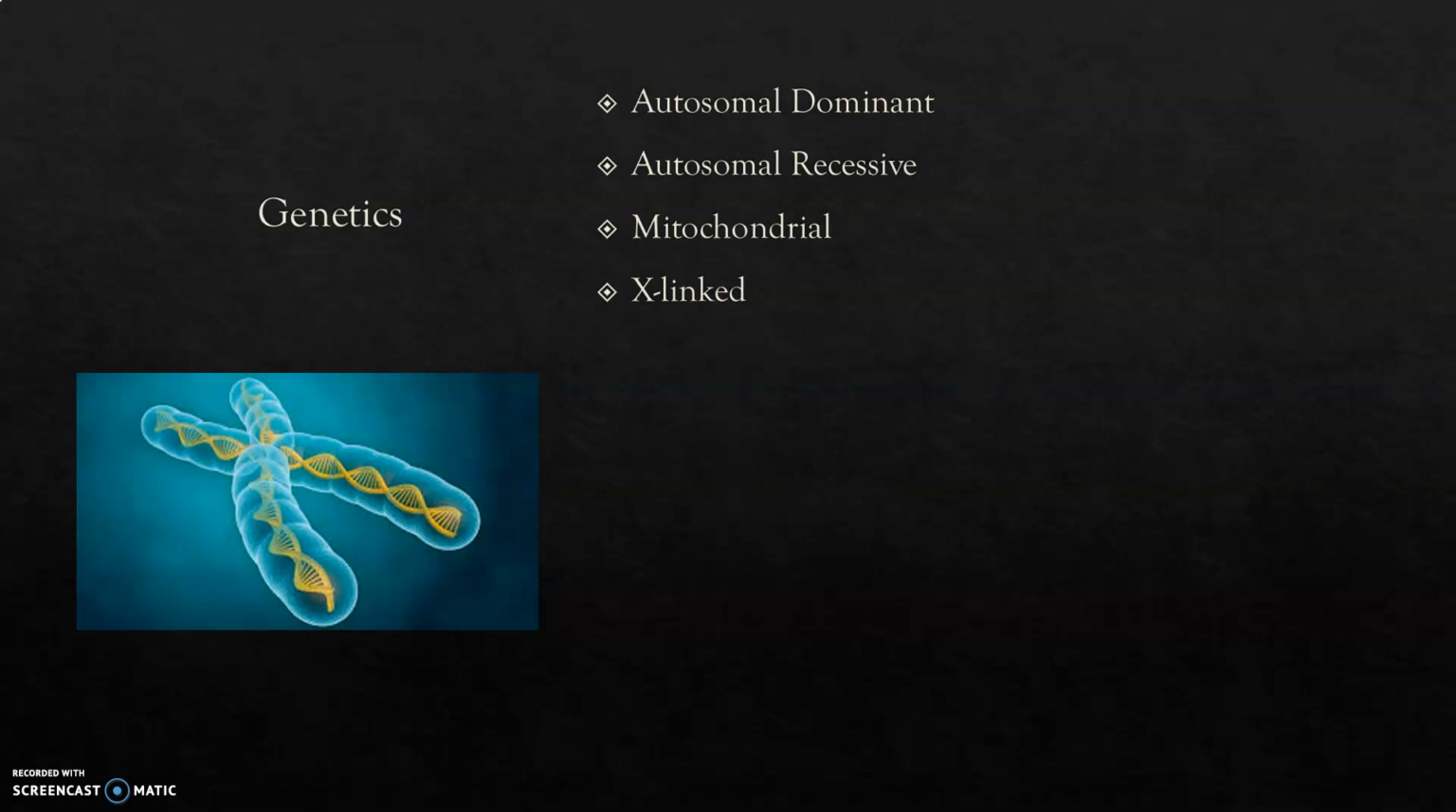Mitochondrial, where this affects the mitochondrial DNA, and it can only be passed through from the mother. Get it from mom. And then X-linked, which affects the sex chromosomes of a human and other organisms. So males are typically affected more by X-linked because they only have 1 X chromosome, and if theirs is mutated, then they don't have anything to overpower it. Females can be affected too, but both X's must be affected.